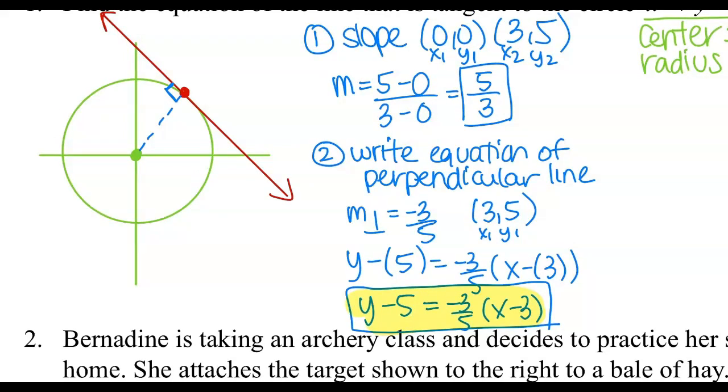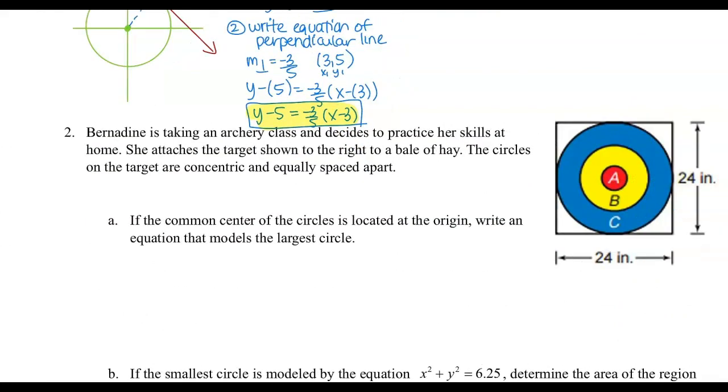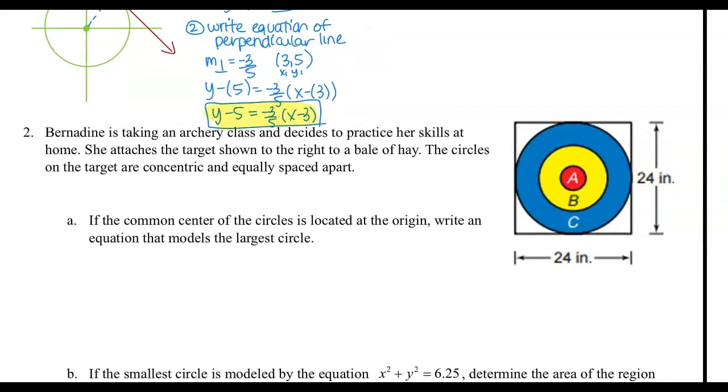All right, let's look at question number 2. Question number 2 says, Bernadine is taking an archery class and decides to practice her skills at home. She attaches the target shown to the right to a bale of hay. The circles on the target are concentric and equally spaced apart. So on this diagram we obviously have 3 circles. We have the inner circle, the middle circle, and the outer circle.